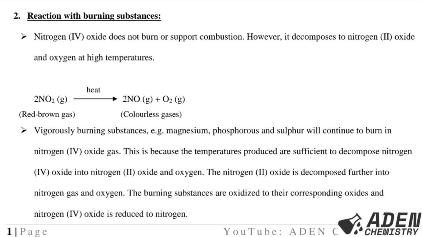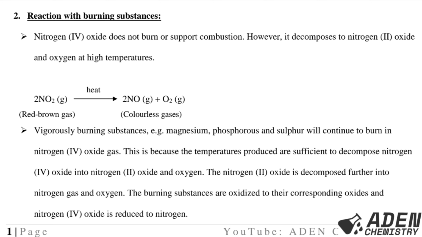Next, vigorously burning substances, e.g. magnesium, phosphorus, and sulfur will continue to burn in nitrogen peroxide gas. The reason is that the temperatures produced are sufficient to decompose nitrogen peroxide into nitrogen 2 oxide and oxygen. Next, the nitrogen 2 oxide is decomposed further into nitrogen gas and oxygen. Then the burning substances are oxidized to their corresponding oxides, and nitrogen peroxide is reduced to nitrogen gas.